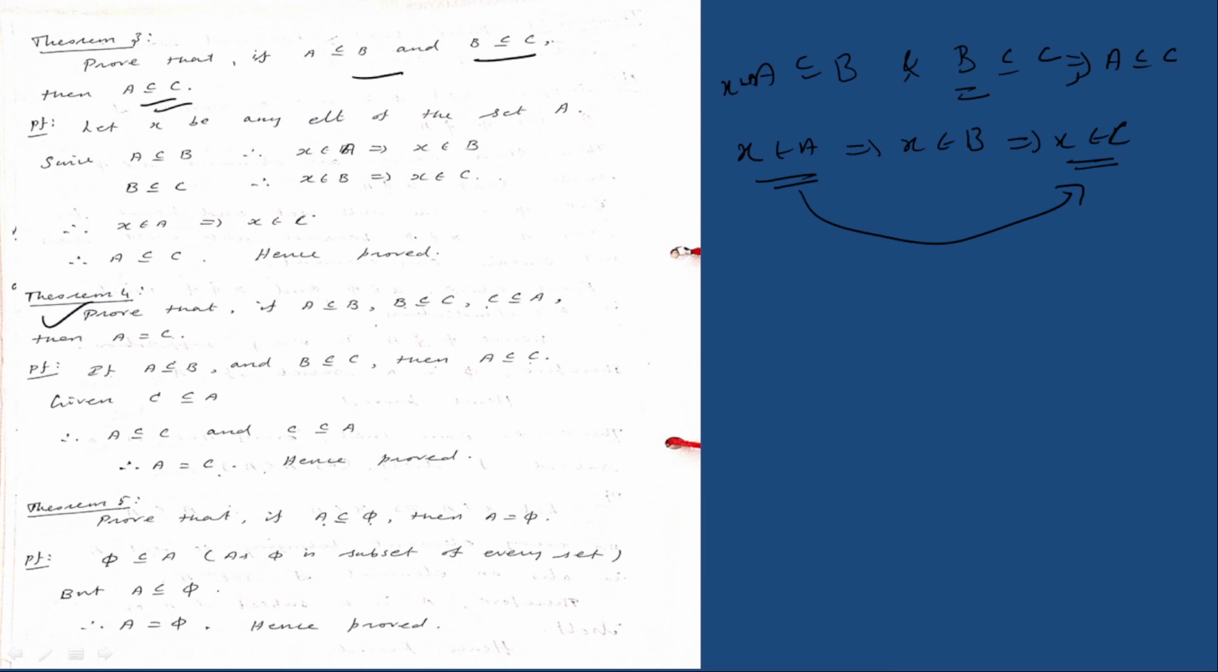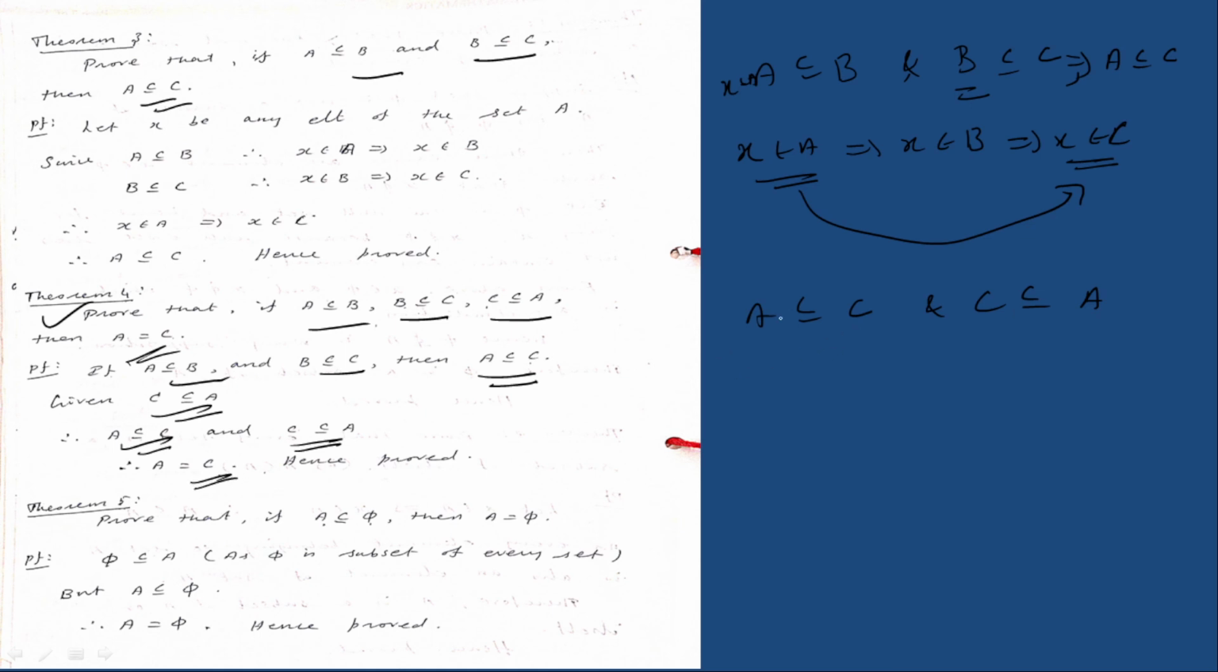That's all. Next one: prove that if A is a subset of B, B is a subset of C, and C is a subset of A, then A is equal to C. The same methodology of proof we follow here. A is a subset of B and B is a subset of C, then A is a subset of C. Also it is given that C is a subset of A. So A is a subset of C and C is a subset of A, which means A is equal to C. A simple proof.